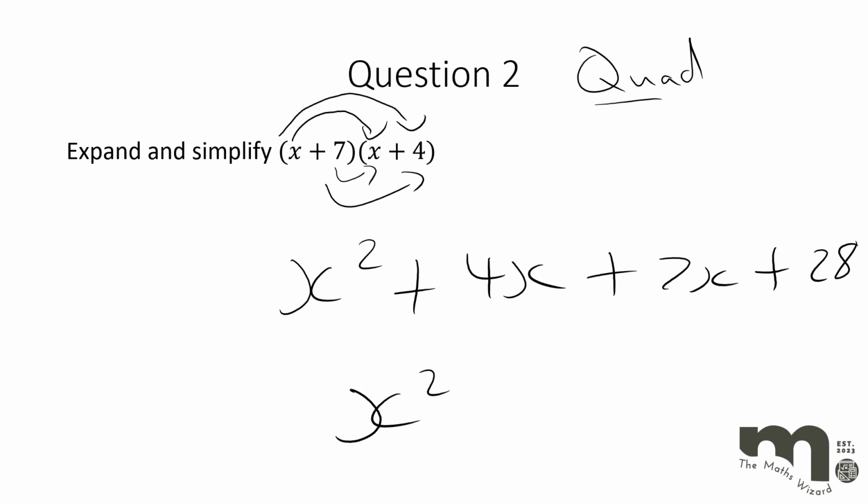Okay, so when we simplify it on this one, we've got x squared, add 4x, add 7x. So that's 11x, and then you've got your 28 on its own just there.